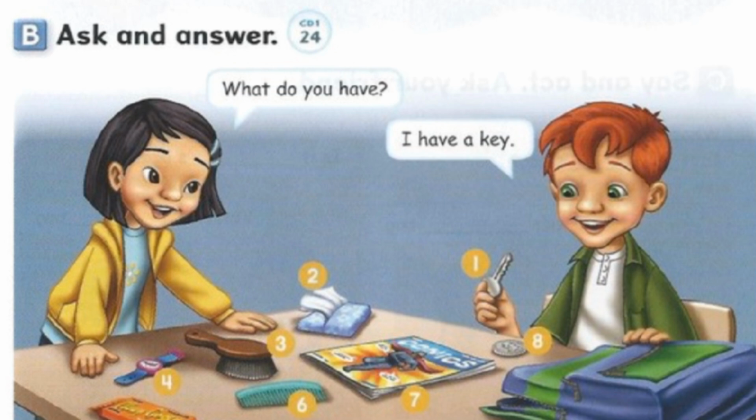Number 5, what do you have? I have a candy bar. Number 6, what do you have? I have a comb. Number 7, what do you have? I have a comic book.